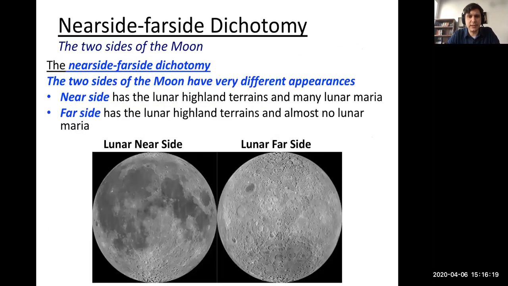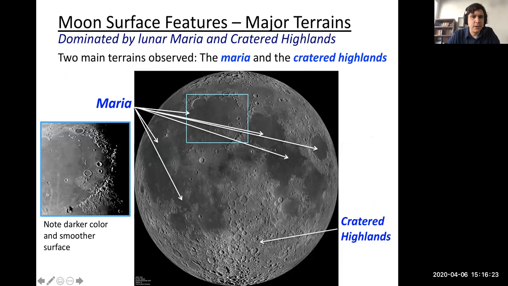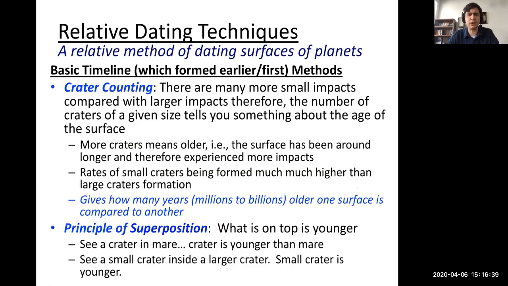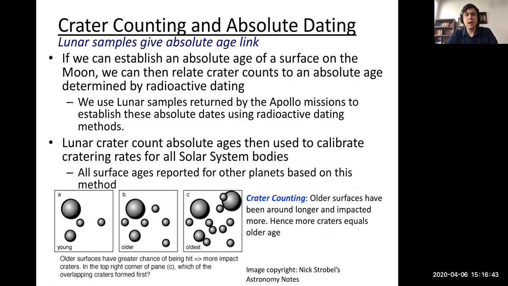So let's quickly look at the Maria here. So here we have the Maria, and here's an impact crater in the Maria. Well, you had to form the Maria first so you could put an impact crater in it, so you could strike the surface of the Maria. So this crater is younger than the Maria. And we call that the law of superposition. What is on top is younger. So relative ages, that's great.